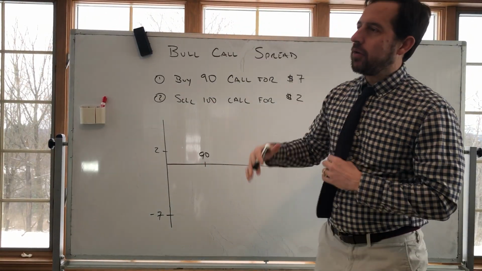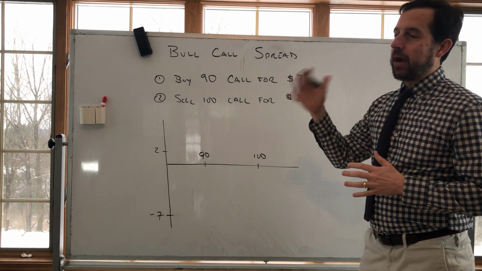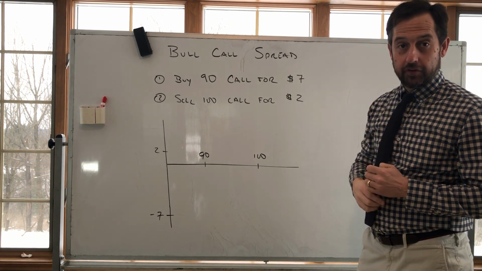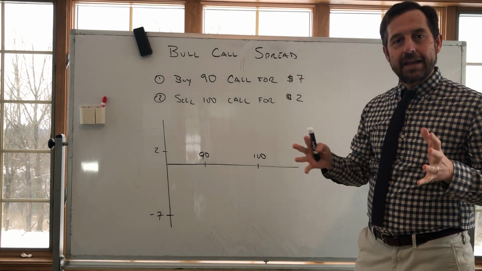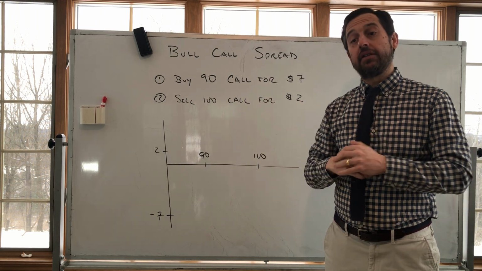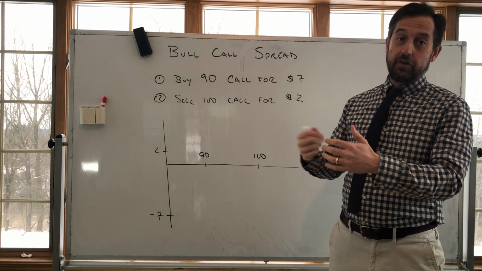A couple weeks ago, I posted a video on the collar. The collar spread, if you remember, is buying a stock, and then I sell a call with a higher strike and buy a put with a lower strike. And I said we could create this same payoff structure with 2 trades instead of 3. Remember, 3 trades, if I can do something with 2 trades, that's lower transaction cost than 3 trades.